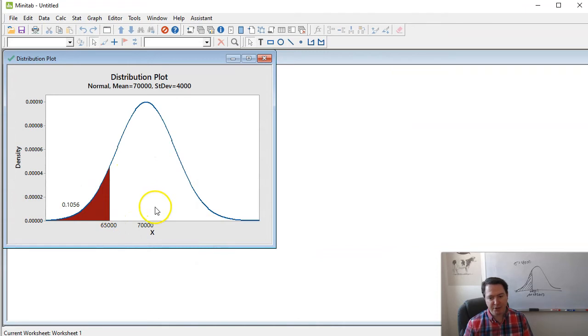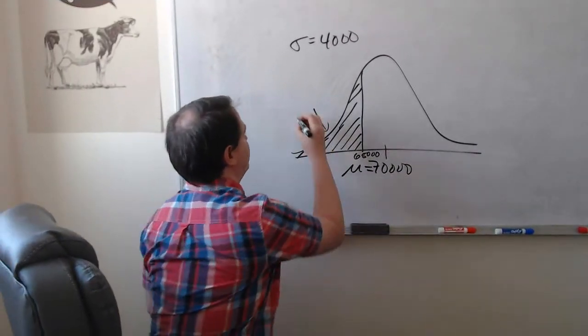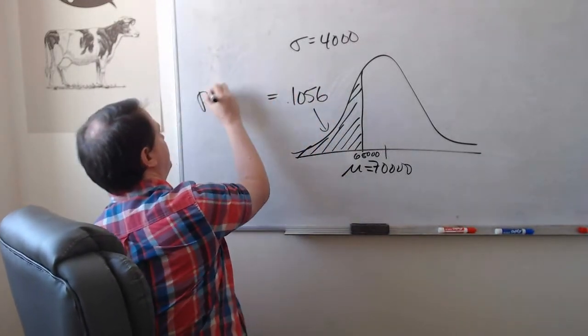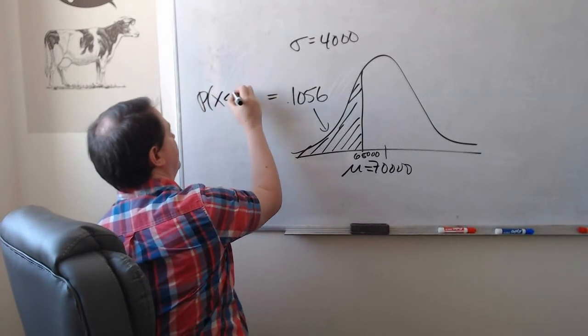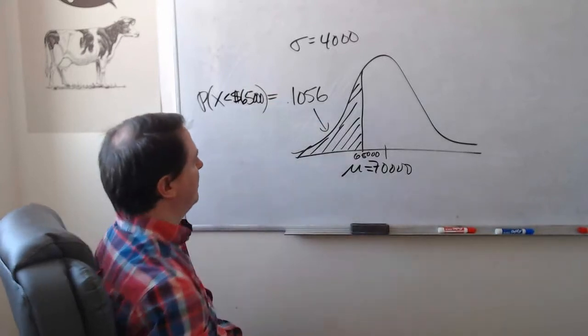And I've got a picture just like I drew. The scale is off because I didn't know where to put the 65,000 exactly on the curve. But it's got that 70,000 right in the middle. It's the area to the left of 65,000, and it's 0.1056, this number right here. So the area of this region is 0.1056, which is the probability we're looking for, that our income is less than 65,000.